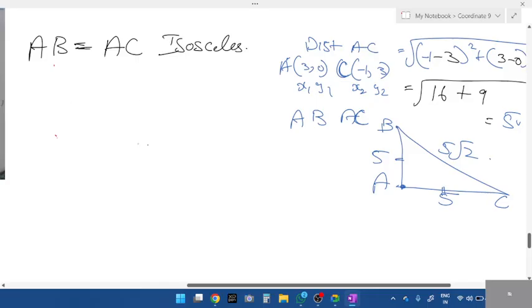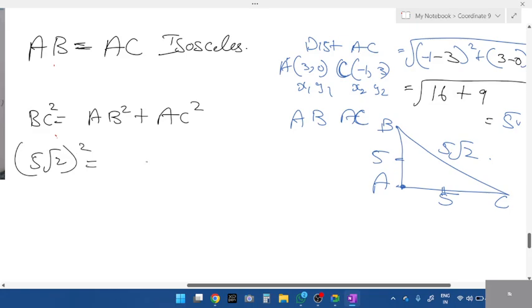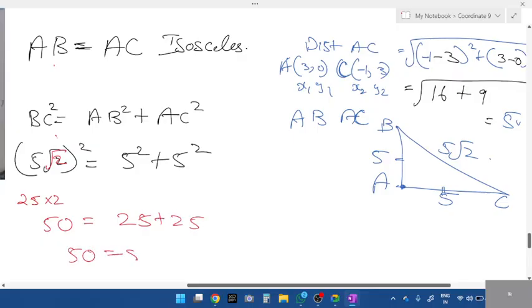What's the formula for right angle triangle? Look at this diagram and tell me. BC square equals AB square plus AC square. Just substitute the value. What is BC? Both should be equal. Left hand side and right hand side should be equal. 5 square plus 5 square. What's the value, students? When you open the root, what do you get? 25 into 2 is 50. What's the answer? 25 plus 25. Is left hand side equal to right hand side?